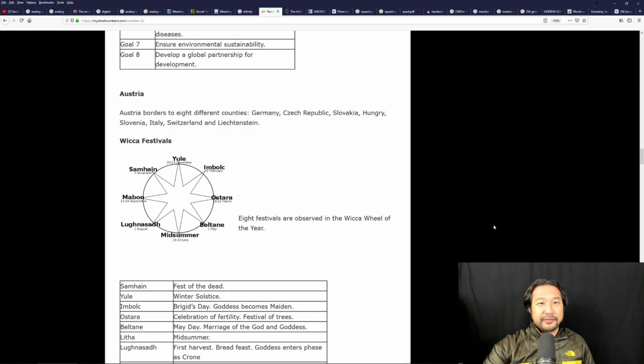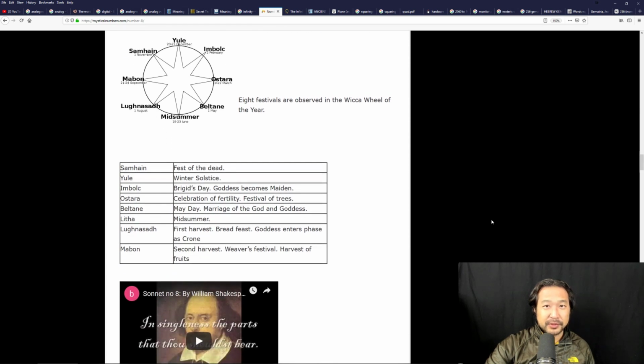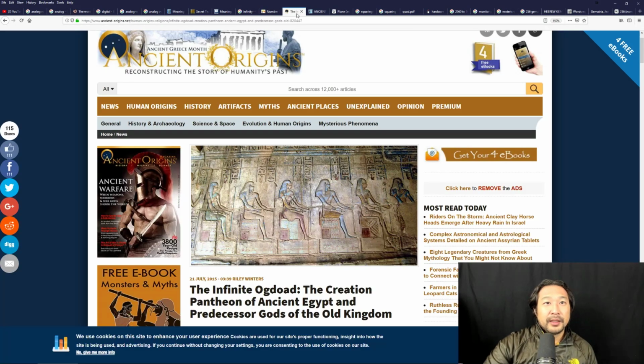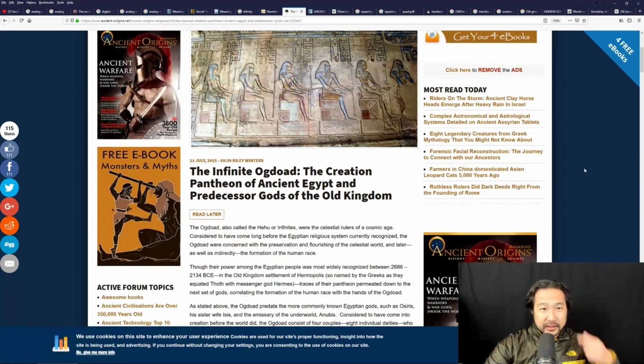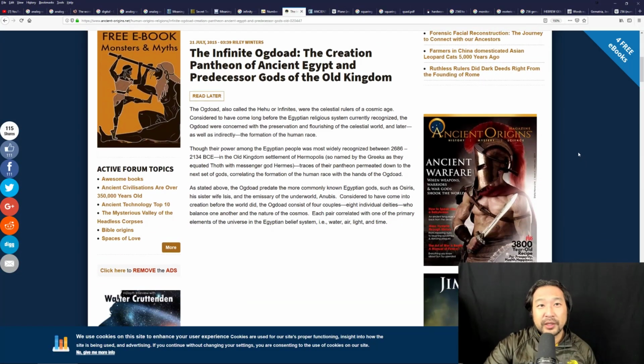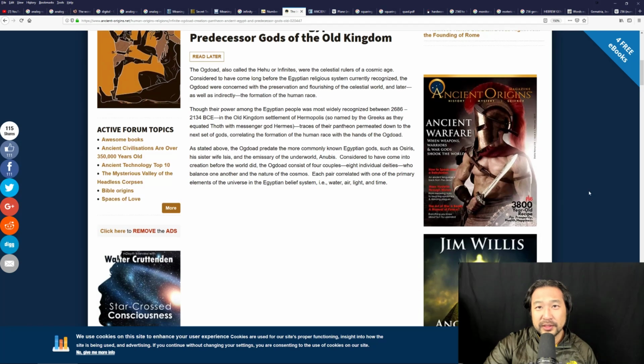Austria borders 8 different countries. Wicca festivals. The 8 festivals are observed in the Wicca Wheel of the Year. Let's see. There's a lot more. Infinity, the infinite Ogdoad, the creation pantheon of ancient Egypt and predecessor gods of the Old Kingdom. The Ogdoad, this is from ancientorigins.net. The Ogdoad was also called the Hehu, or infinites, the celestial rulers of a cosmic age considered to have come long before the Egyptian religious system currently recognized.